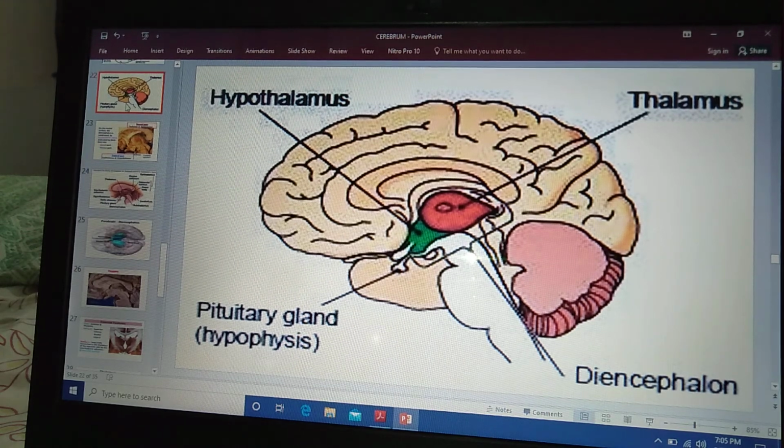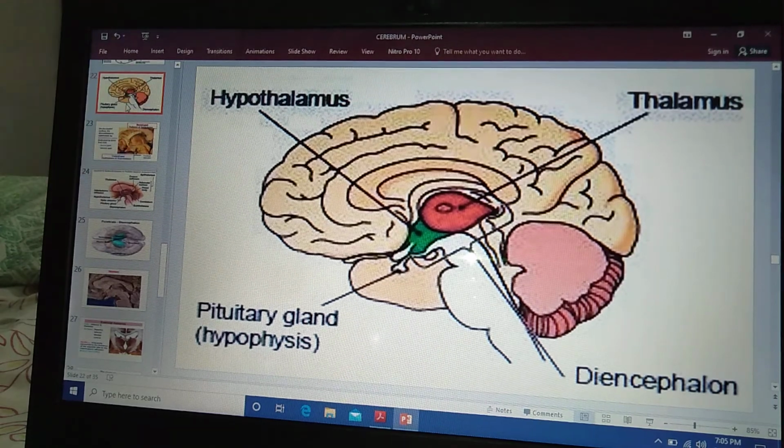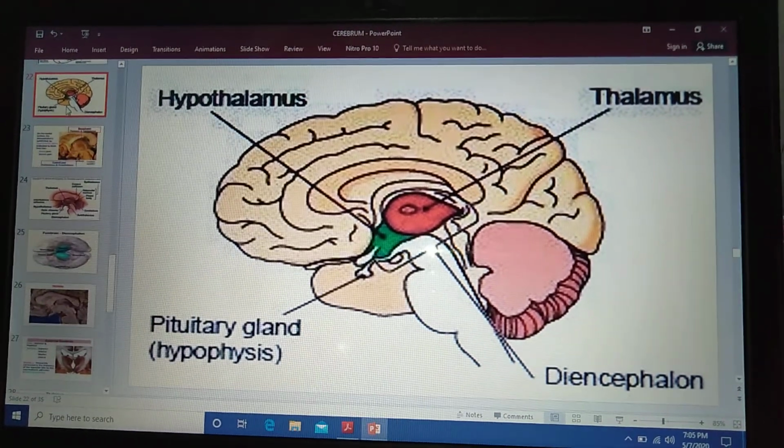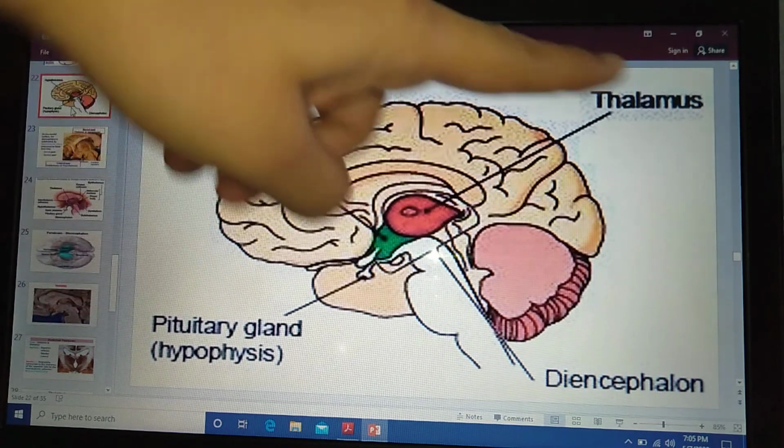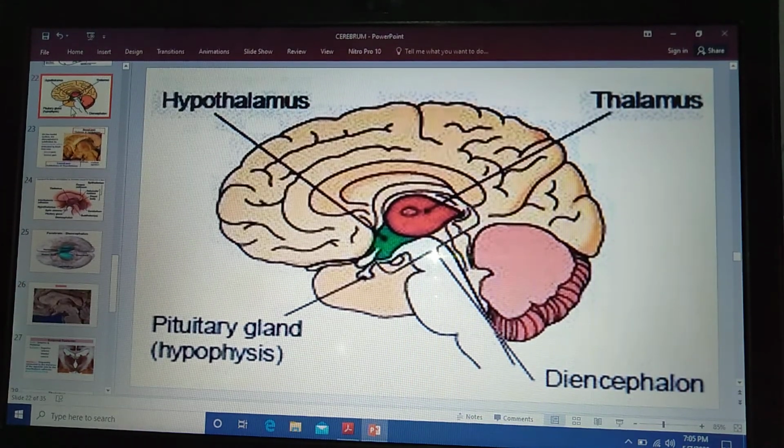Hello everyone. In this video we are going to start with the diencephalon. Here is the picture of the diencephalon that you can see. You can see the parts: thalamus, hypothalamus and the pituitary gland are shown here.